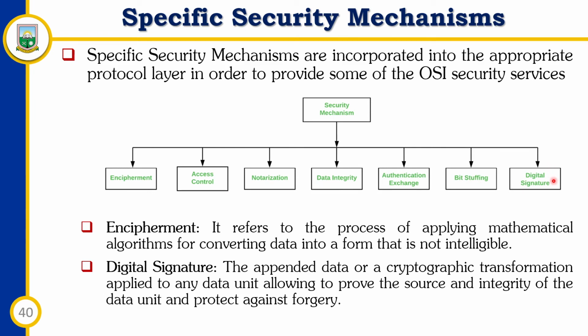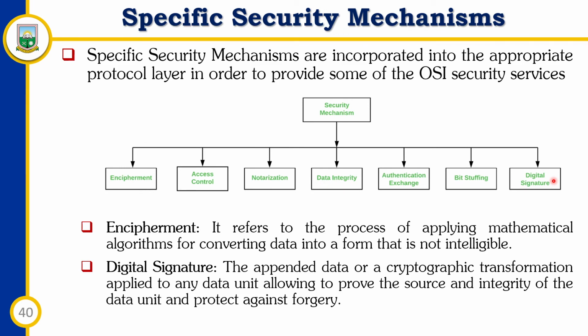Now, still on the specific security mechanisms, there are about 8, 1, 2, 3, 4, 5, 6, 7. There are about 8 specific security mechanisms, but as displayed here, most of the time the other one, which is routing, is not really incorporated here, but we'll talk about it. The specific security mechanisms are incorporated into appropriate protocol layers in order to provide some sort of OSI security services. So the first one is the encipherment.